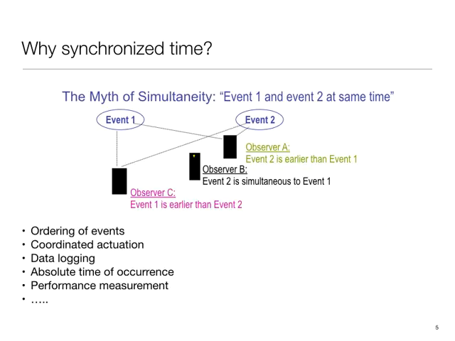Other things I can do, I can coordinate actuation. Two actions have to be done, for example some weapon where it has to fire simultaneously from two places. Those kinds of things could be accomplished with precision. Data logging: what's the absolute time of occurrence? This is often very important, right? A lot of security things are based around it.